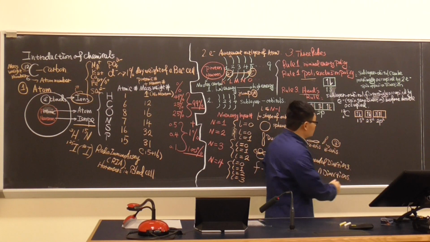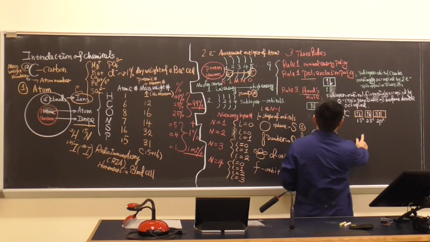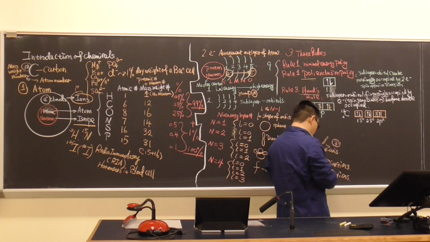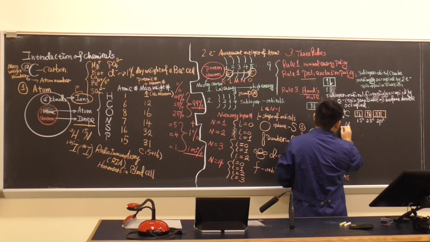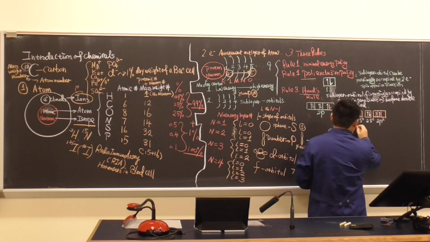Now there is a question. Why is this one not in here? Because we have to follow Hund's rule. Okay? Second example. Let's do nitrogen. Okay, what's the nitrogen going to look like?